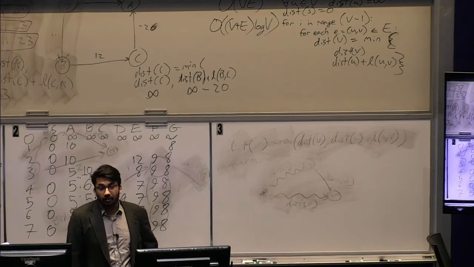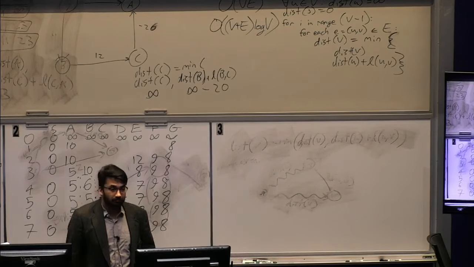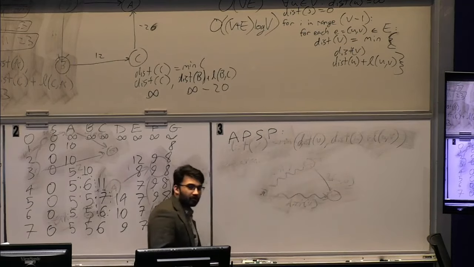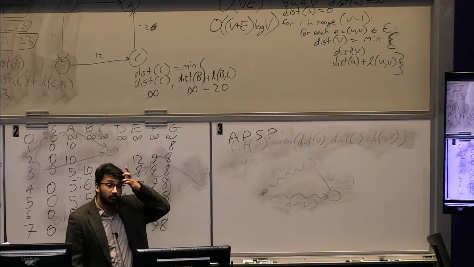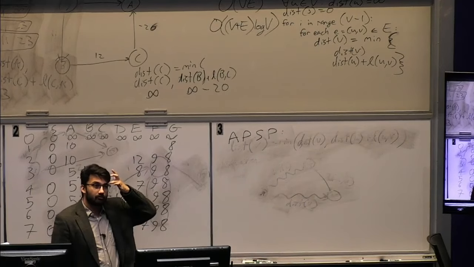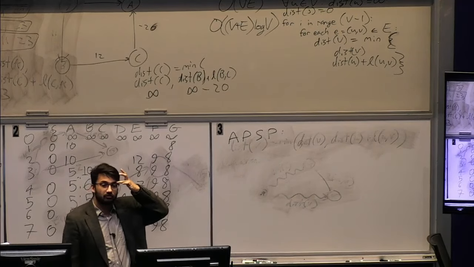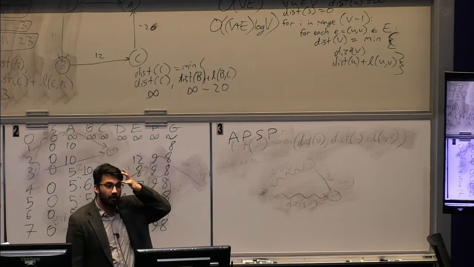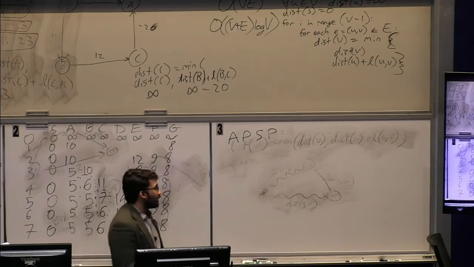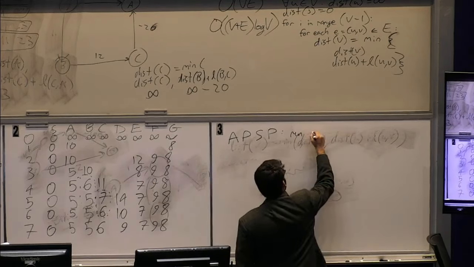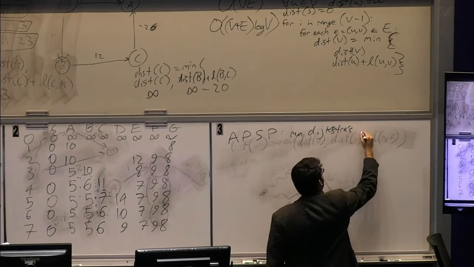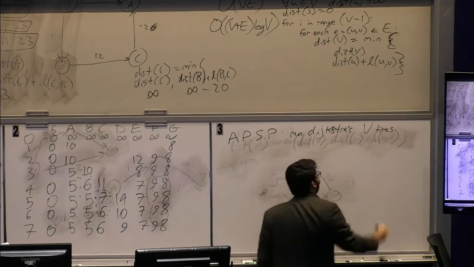What's an algorithm you should immediately know that should do this for us? For the all pairs shortest path problem, what's a quick algorithm to solve it? There's a worse answer. I'm looking for the bad answer. Dijkstra's n times. Right? What's the runtime of that?